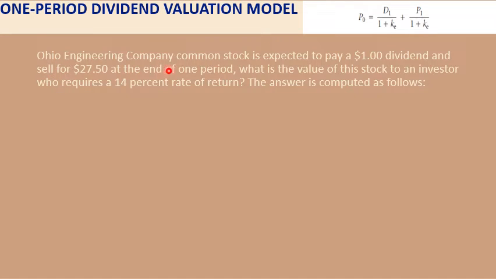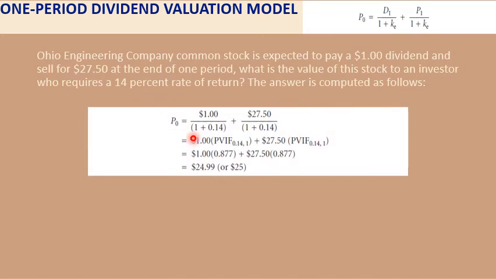Let's say, for example, Ohio Engineering Company common stock is expected to pay a $1 dividend and sell for $27.50 at the end of one period. What is the value of this stock to an investor who requires a 14% rate of return? So the answer is computed as follows, given the formula. P0 equals 1, which is D1, the dividend, over 1 plus the rate of return, 0.14. Since it's only one period, we just have 1 there, so we can leave it out because it's automatically understood, plus $27.50. This is given, the amount to sell at the end of one period, over 1 plus 0.14. So we will get $25 by calculating that.